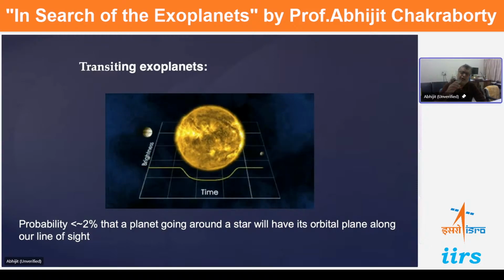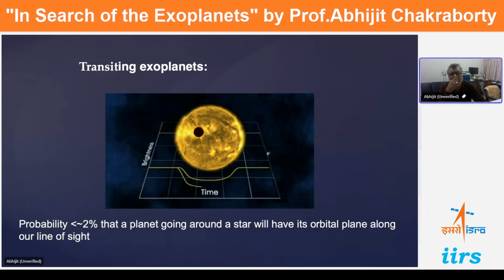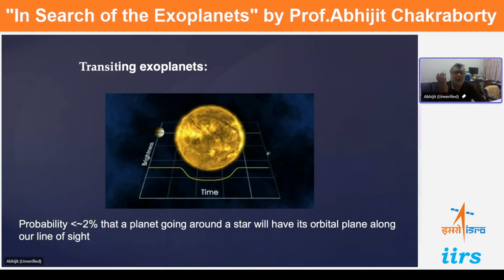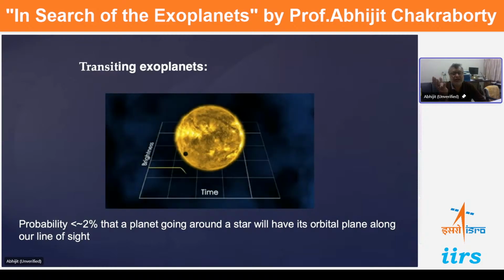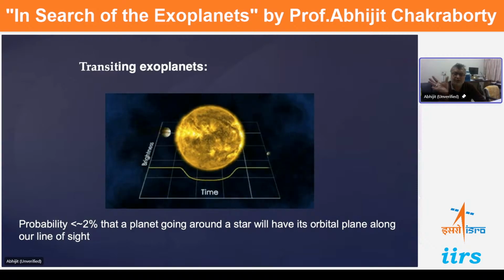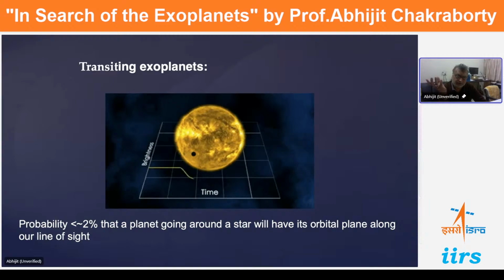Now, we all know about eclipses, solar eclipse, lunar eclipse, right? So how does this happen? Because the moon comes in between us and the sun, and then it blocks the sun completely, and therefore we see the corona and the solar eclipse happens.